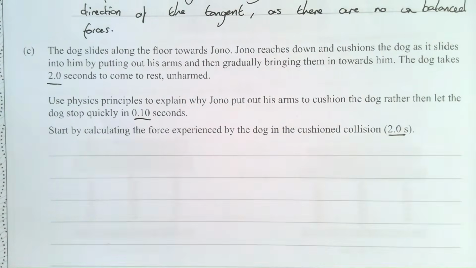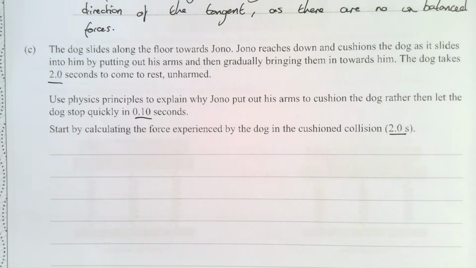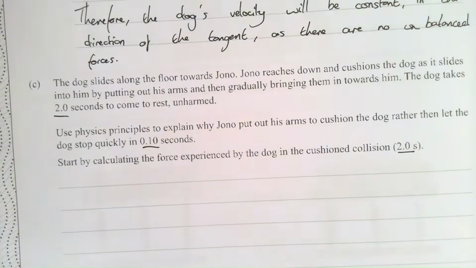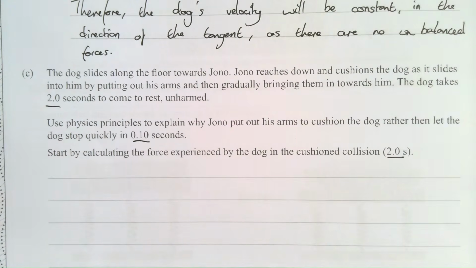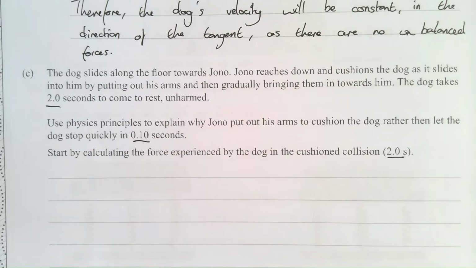So, just a classic question to do with this idea of collisions and therefore impulse. We're going to be using the impulse equation from your formula sheet. And I'm just going to find mine so I can put it away. There you go. Okay, so it's given us a big clue. We're starting by calculating the force experienced by the dog in the cushioned collision.